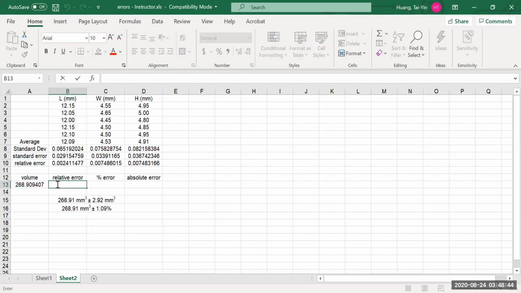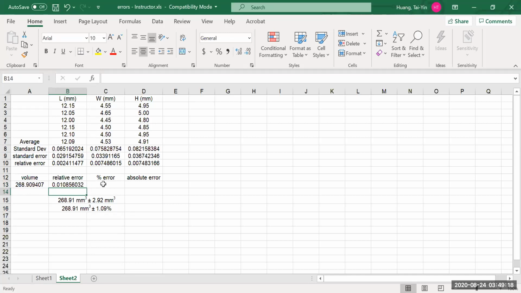Click on the empty cell, hit equals, and remember, it's actually the square root of the sum of the squares. So square root of the sum of the squares, that will be SQRT, parentheses, and then the relative error of this squared. So square, you can use caret and 2, and then plus this squared, and then plus this squared, and then close the parentheses, and then hit enter. So this is your relative error.